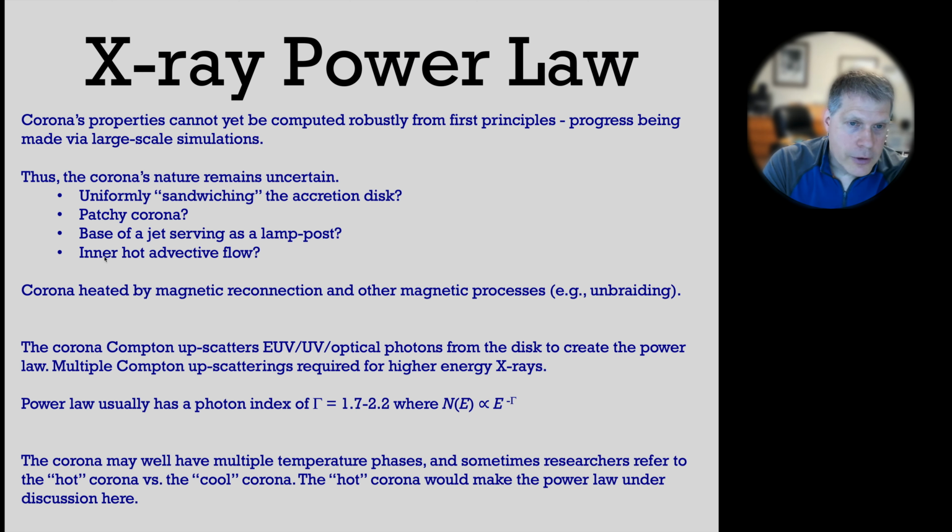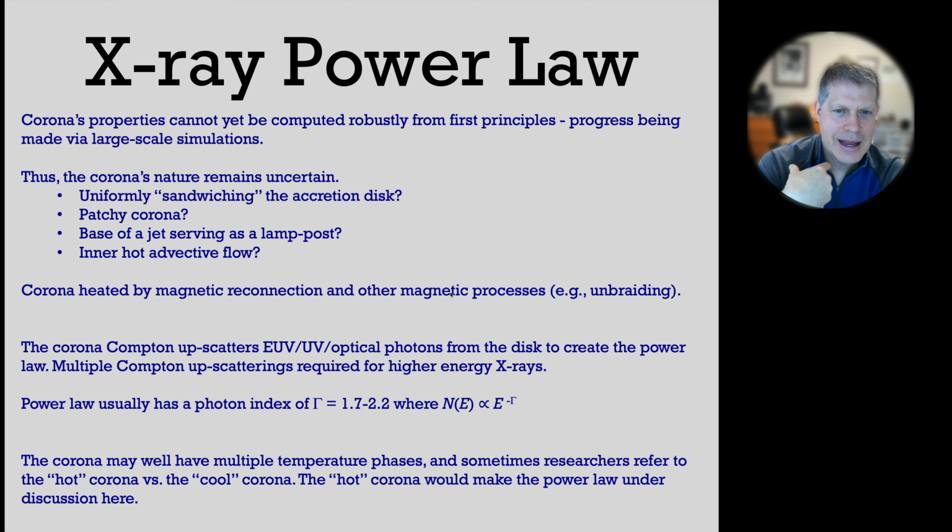Okay, another possibility, by the way, just in passing, is you may have an inner hot advective flow. In some cases, the geometrically thin, optically thick accretion disk may evaporate and form a geometrically thick, optically thin structure, an advective flow, and perhaps that could serve as the corona. These are all possibilities, and it's very likely from one active galaxy to another, these all may be relevant to different degrees. Okay, and again, I'll say more about this later on as we start talking about the spectral and the variability results. As I've already said, we believe the corona is likely heated by magnetic processes, magnetic reconnection, and perhaps unbraiding of magnetic loops.